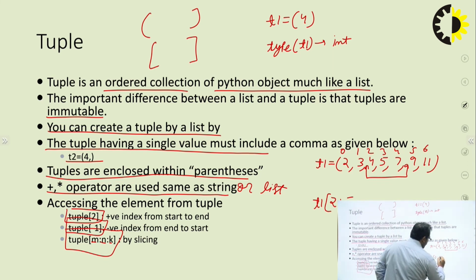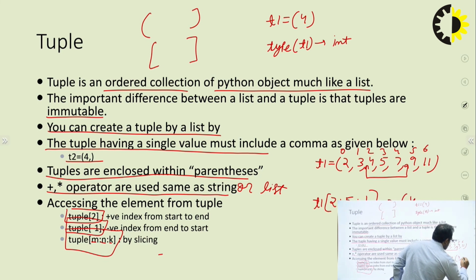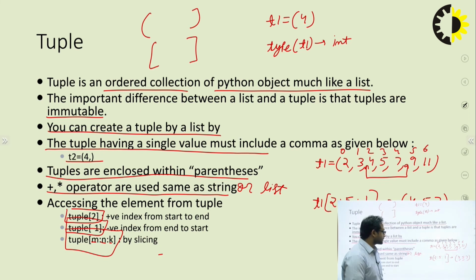So I can write here 5, colon. How many steps? One step at a time I have taken here. That means after 2 comes 3, then 4, so it takes only one step at a time. Whenever you call 2, 5, 1, it prints 4, 5, and 7. Got it? So this is the way you can access tuple values.